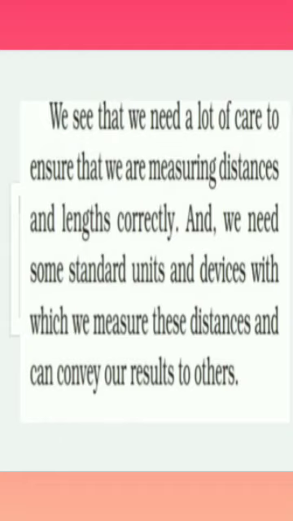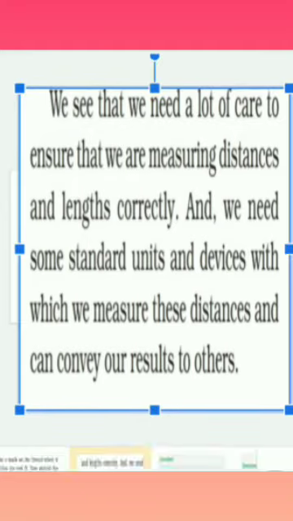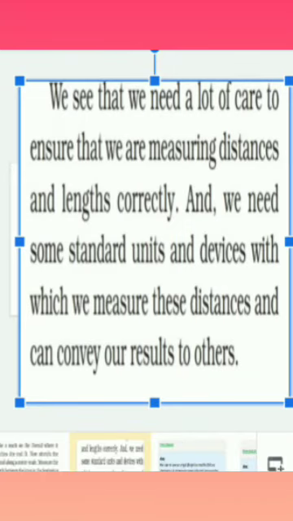We said that we need a lot of care to ensure that we are measuring distances and lengths correctly, and we need some standard units and devices with which we measure the distance and convey our result to others. So we are using the meter, that is a standard unit, for measuring length, and then we are using the kilogram to measure the quantity of some object. And then we use the liter and kiloliter, which are used for measuring liquid substances.